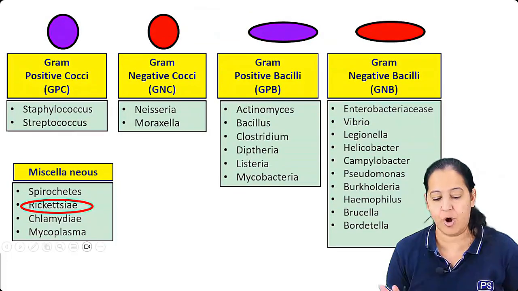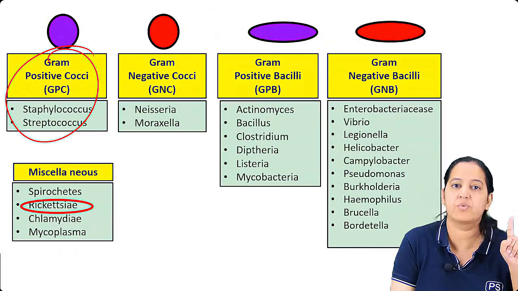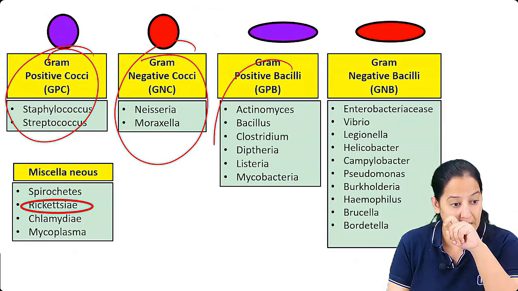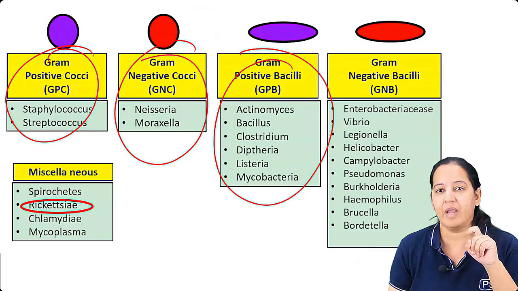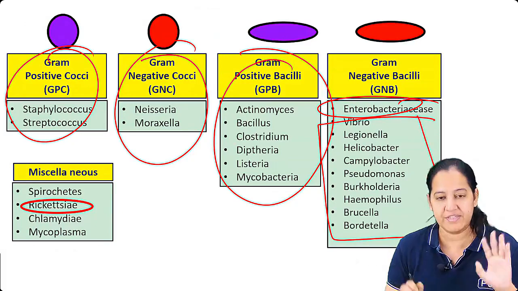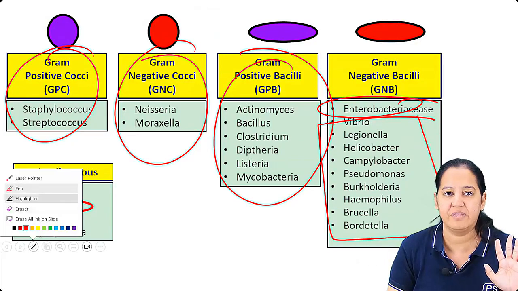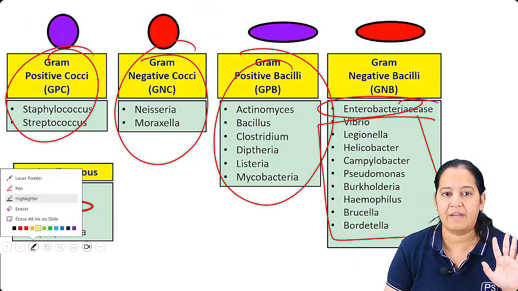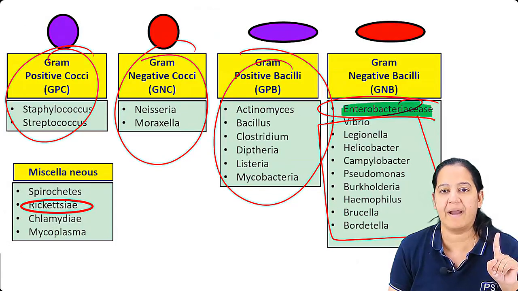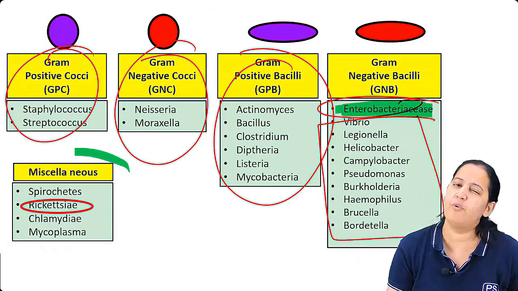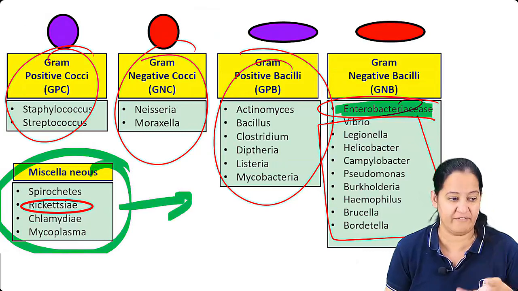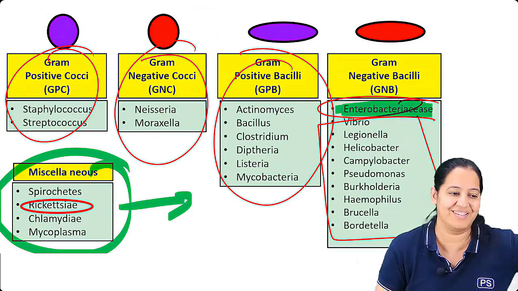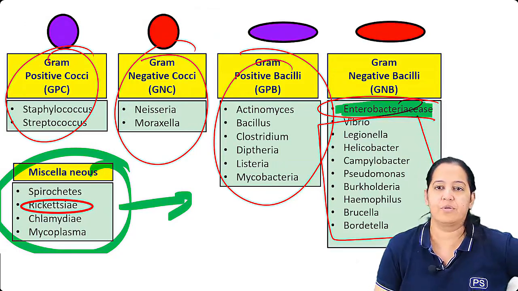So I would like to stop here. We have completed gram-positive cocci, gram-negative cocci, gram-positive bacilli, and among the gram-negative bacilli, except Enterobacteriaceae, we have completed everything. So technically, we are left with Enterobacteriaceae, only one bacteria but it's big, and 4 small miscellaneous ones. These are also very small. I wish I had time to finish in half an hour, but okay. So this is the pending.